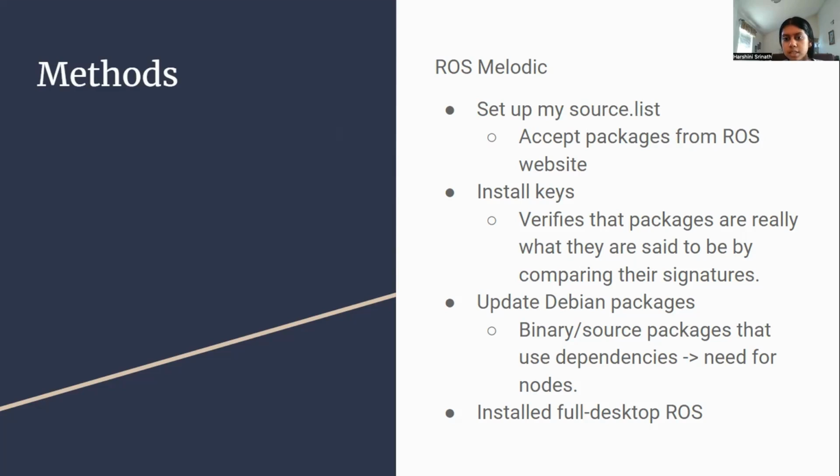And then the Debian packages come in two different types of packages, which are binary and source packages. And both of them use dependencies which are needed for the nodes to actually function. You have to run some of the dependencies. And the important thing about dependencies is if package X depends on package Y, you can't run package X before package Y, or else there would be an error and then it would stop the download. So that's how the nodes work. And then I installed the full desktop ROS because it had more features, including simulations and 2D and 3D perception.